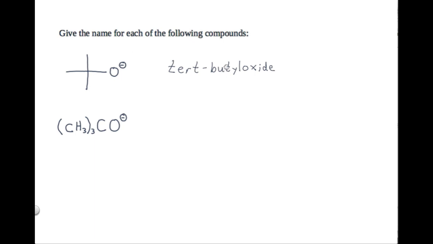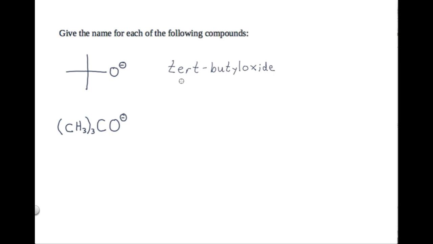Butane has 4 carbons. Well, notice that there are 4 carbons total in this compound. That's why we use the root bute here for 4 carbons. And clearly the part here that says oxide refers to the O-. So we can see why this compound is called tert-butyl oxide.